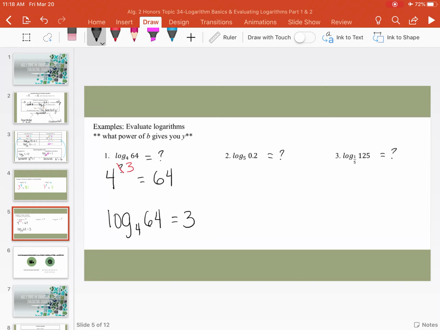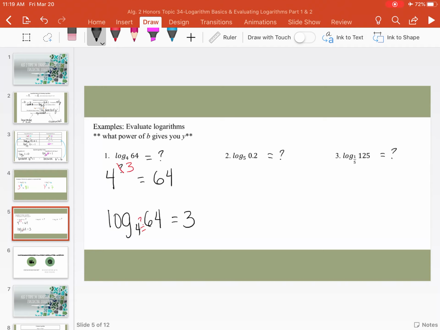Personally, if I ever solve some of these problems, I like to think, okay, what makes this true? 4 raised to some power gives me 64. What is that? 4 to the 3rd power. Let's move on to the next example.